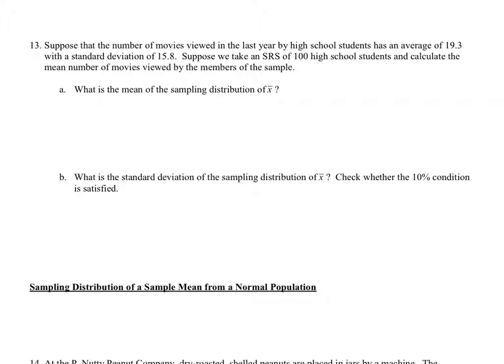All right, let's look at number 13. Suppose the number of movies viewed in the last year by high school students has an average of 19.3 with a standard deviation of 15.8. Suppose we take an SRS of 100 school students and calculate the mean number of movies viewed by the members of the sample. What is the mean of the sampling distribution of x bar? So we know that mu sub x bar is equal to mu. We have two different numbers here. We have the standard deviation and we have the mean. So we know that this mu sub x bar is equal to 19.3.